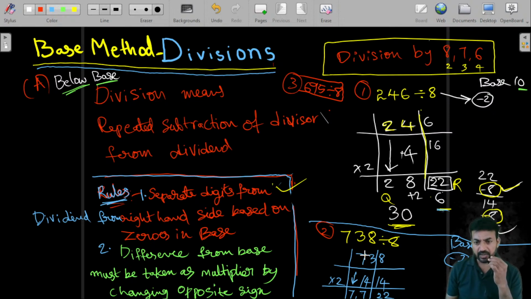While starting, you have to bring down the first digit of the dividend directly. 2 sevens are 14. 14 plus 3 plus 14, you have to add like this. 3 plus 14, 17. 7 here, 1 carry over. That means you have to add this 1 to the number 7. So 87.